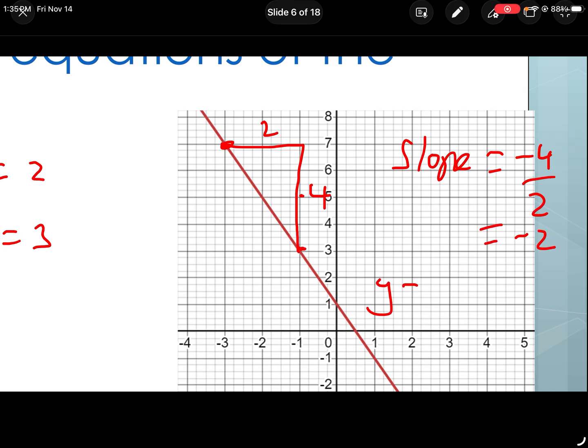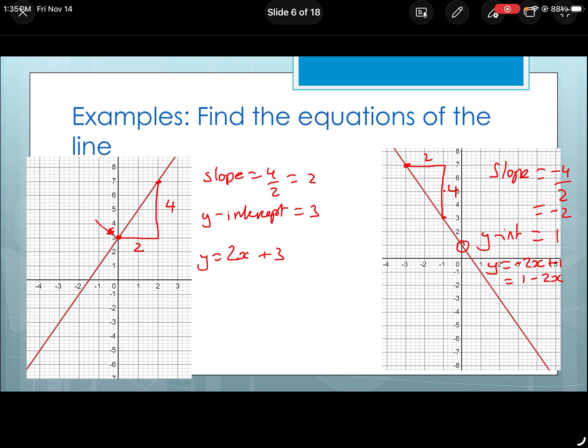My y-intercept, I'm not writing the whole thing, I'm just going to call it y-int, is going to be 1, isn't it? So then my equation of my line is y equals negative 2x plus 1. Or you can be cheeky and say 1 minus 2x if you really want to. I just keep the negative 2x there because why not? Okay, so hopefully that makes sense. I've got all that in writing as well for the actual one.